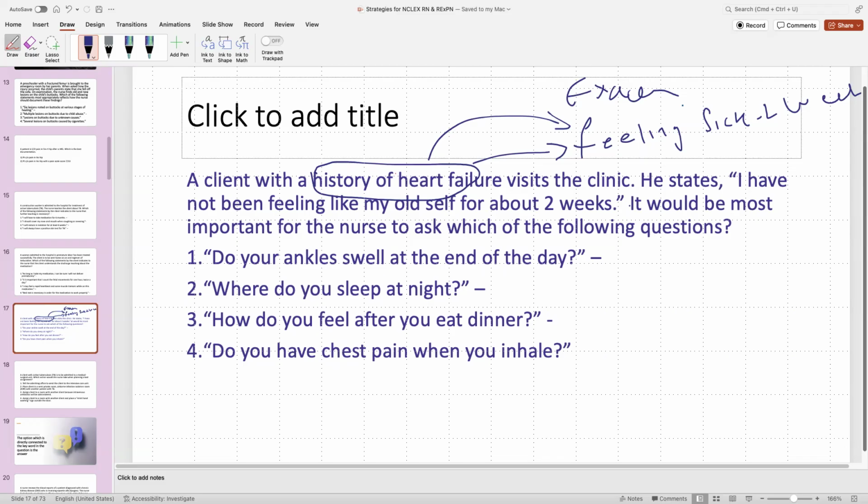So let me ask you one thing. Is chest pain a sign of heart failure? Is chest pain a sign of heart failure? What do you guys think? Yes. No. Manjinder, no. Chest pain is not a sign of heart failure. Let me ask you something. Is epigastric problem or indigestion a sign of heart failure?